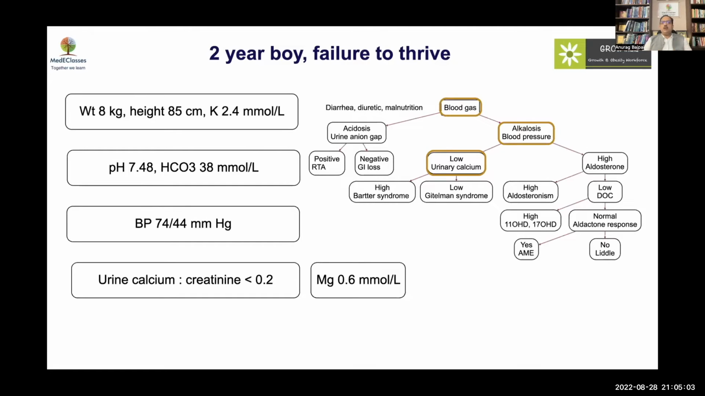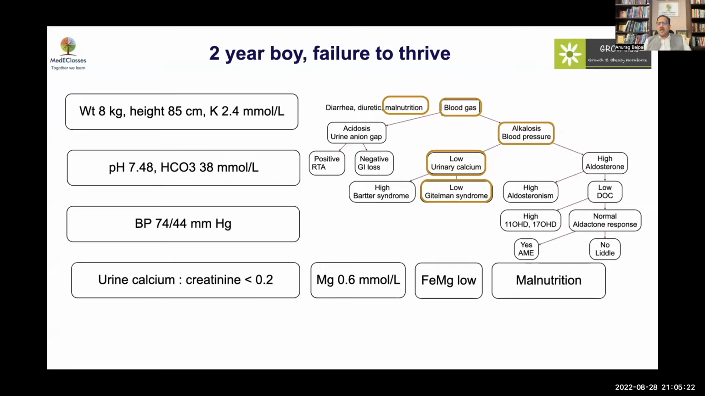The most common diagnosis people make is that of Gitelman syndrome. But the challenge in the evaluation of hypokalemia is not to rush towards unusual causes, because common causes are more important. So what we should consider here was to look at malnutrition. When we looked at the fractional excretion of magnesium, which was low, it suggested that this was primarily malnutrition causing hypokalemia rather than a tubulopathy. So we need a comprehensive assessment before we reach a particular cause, because that cause deserves a specific treatment.